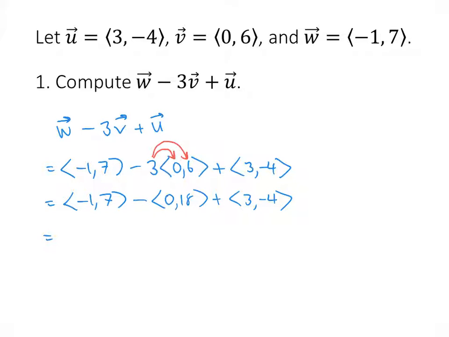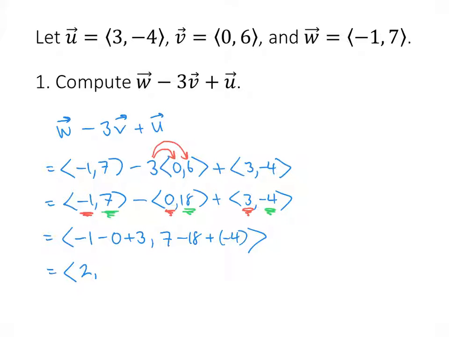And then when we're adding or subtracting vectors, we just take those operations in each component. So we take the first component of each vector, the -1, the 0, and the 3, and then we combine those to create the first component of our resulting vector. So -1 minus 0 plus 3, and then we do the same thing with the second components. With the 7 and the 18 and the -4, we just have 7 minus 18 plus -4, and then we just do that arithmetic. -1 minus 0 plus 3 is 2, and 7 minus 18 plus -4 is -15. And that's the result.